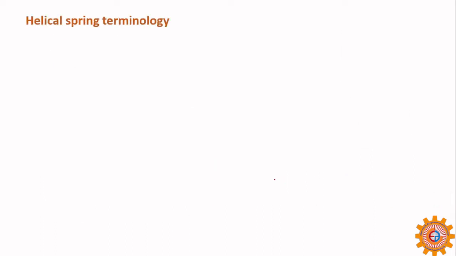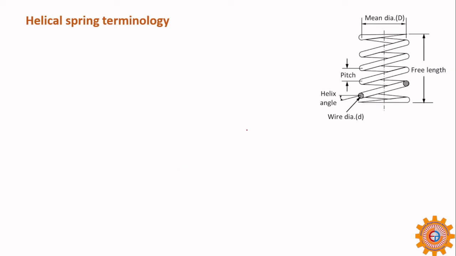Next, the terminology we are going to use in springs. This is a helical spring with wire diameter small d, and this is the helix angle. To wind a wire into a spring, we need to maintain some helix angle, and we have to maintain some distance, and that we call the pitch. The other one is how much height it has without load, that we call the free length.